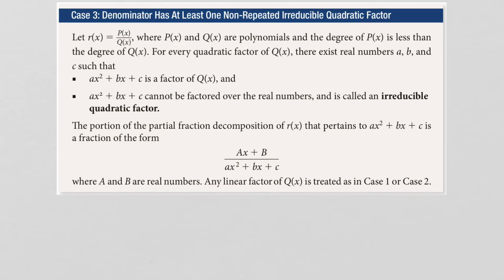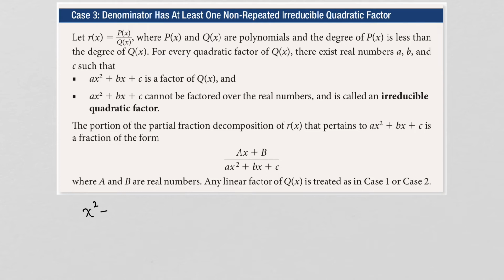Now let's consider case 3. In case 3, the denominator has at least one non-repeated irreducible quadratic factor. So we have to describe what it means for a factor to be an irreducible quadratic. So ax squared plus bx plus c is a quadratic factor. What does it mean to be irreducible? Well, let's just take a couple of examples.